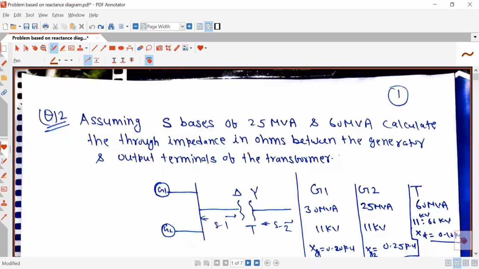In this lecture, I am going to discuss how you will draw a reactance diagram from a given block diagram. I will discuss the process through some numerical example. Let us consider first numerical example.